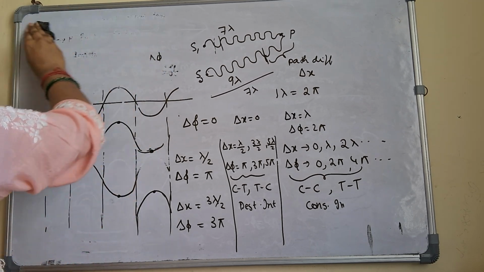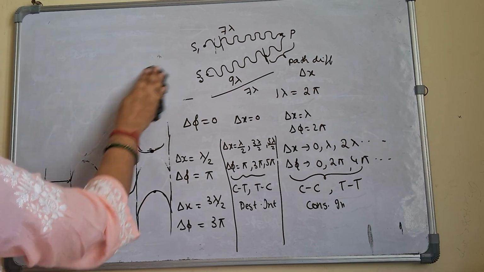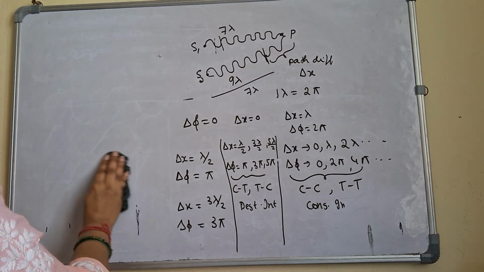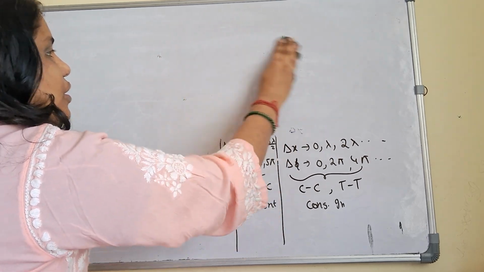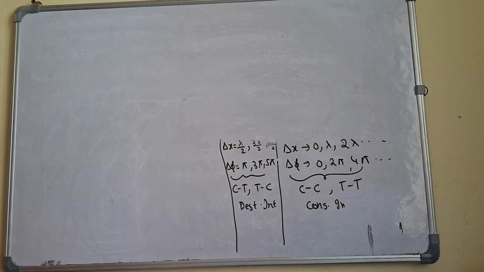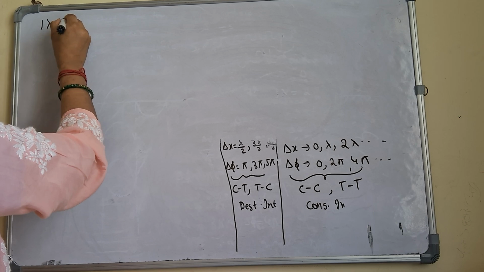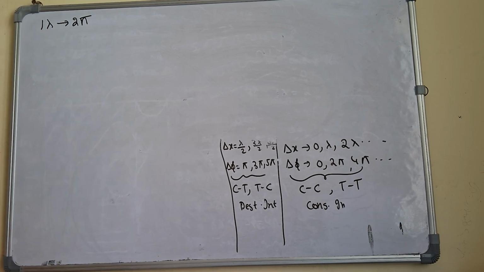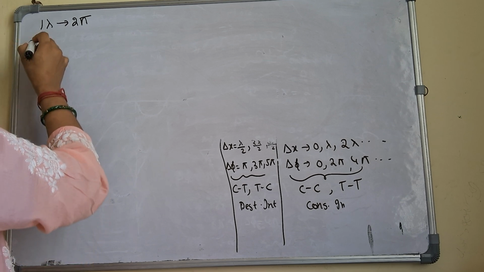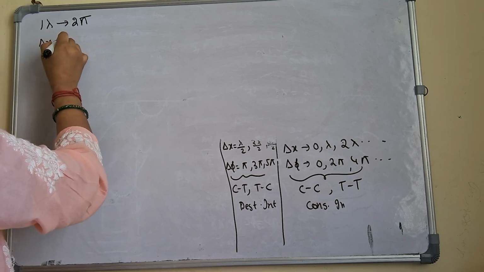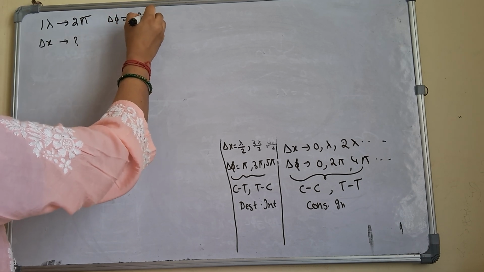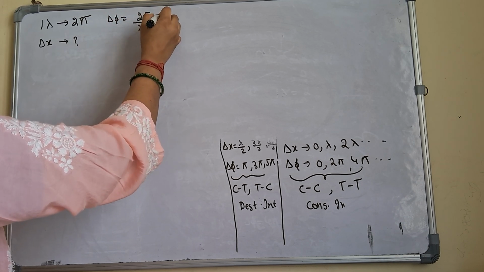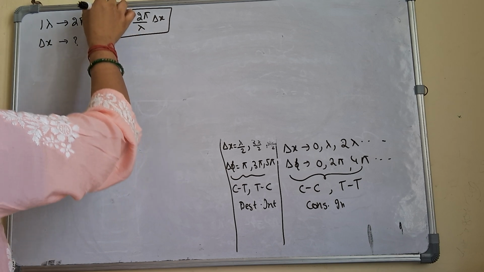Now, is there any way to actually link or figure out the relation between phase difference and path difference? Okay, yes, there is a formula to figure out that. And it is a simple unitary method. Okay, so 1 lambda, remember this, even if you forget things, if you remember this, you can always get back. So 1 lambda is 2 pi. If your path difference is delta x, what is your phase difference? So phase difference will be 2 pi by lambda into delta x, and that is exactly how I can calculate.